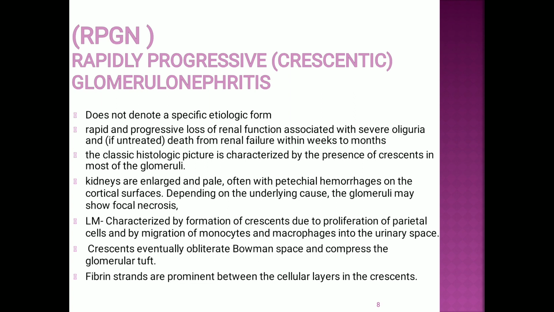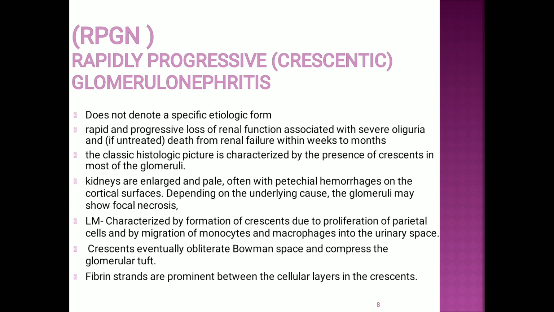Rapidly progressive crescentic glomerulonephritis. It does not denote a specific etiologic form. Rapid and progressive loss of renal function associated with severe oliguria, and if untreated, death from renal failure within weeks to months. Histology shows presence of crescent in most of the glomeruli. Kidneys are enlarged, pale, often with petechial hemorrhage on cortical surface. Depending on the underlying cause, the glomeruli may show focal necrosis.